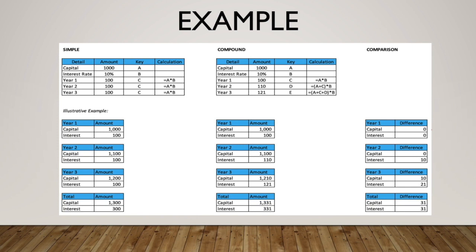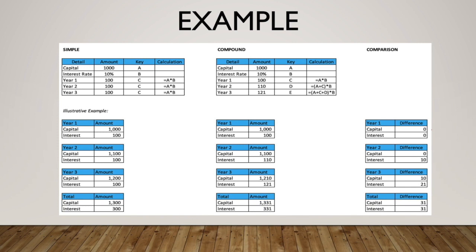Now, where the change comes in when we look at compound interest is year 1 will be the same because no interest has been calculated prior. So year 1 for both simple and compound will be the same. Year 2 is where the change comes in, because you'll take the capital amount of 1,000 plus the original 100 and then multiply that by 10%, which is A plus C multiplied by B.